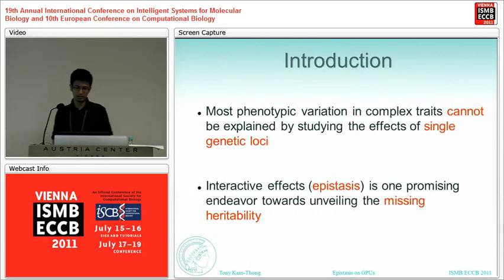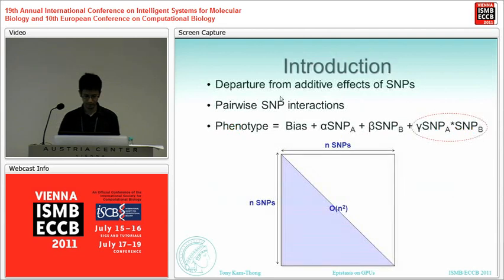So, as most of you know, most phenotypic variation in complex traits cannot be explained by studying the effects of single genetic loci alone. And one of the endeavors essentially is to go into interactive effects, epistasis, hopefully to unveil the missing heritability. So we're looking at a model that's a departure from additive effects of SNPs. For now, we're just interested in pairwise SNP interactions.